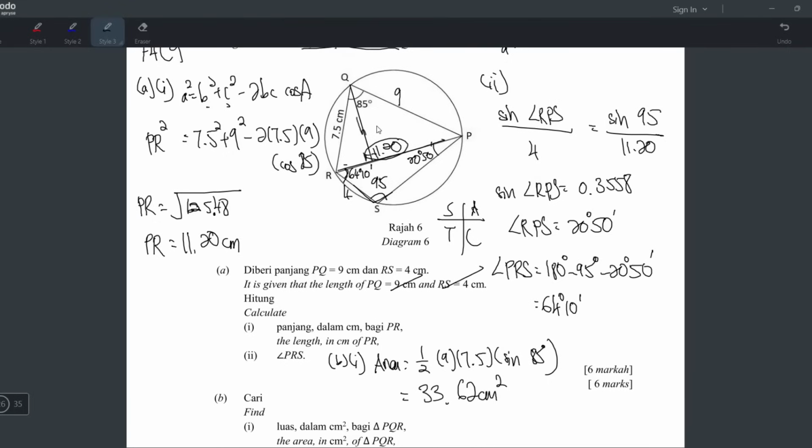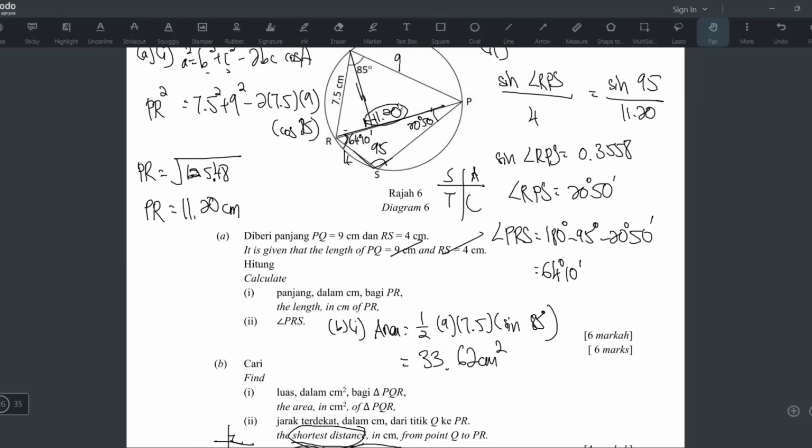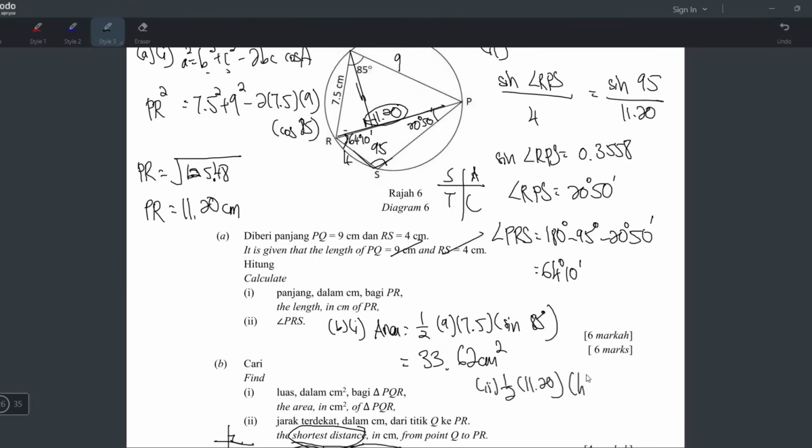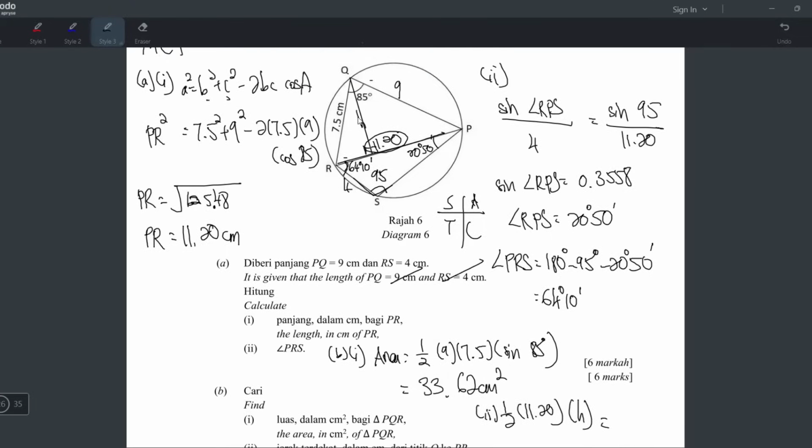That is why you can use the area of triangle formula that you learn way back in form 1, form 2, which is 1/2 times base times height. But you have to do 1/2 times base times height equals to 1/2 ab sin C. So the base is 11.20, so what will it become? 1/2 times 11.20 times height. And then the height, that's gonna be the answer. The height, the h, that's the shortest distance from Q to PR. And then equals to 1/2 ab sin C for this triangle. And the 1/2 ab sin C will be 1/2 times 9 times 7.5 times sin 85, which you already did. So why not just put in 33.62 like that?